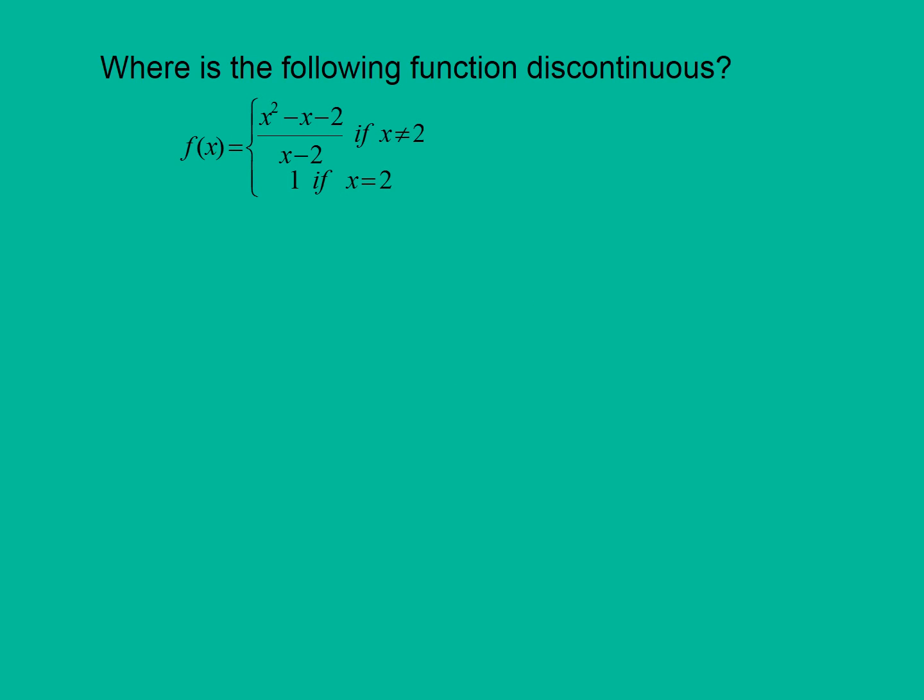Where is the following function discontinuous? We have another piecewise function. Now, if we were to simplify this function, x squared minus x minus 2 over x minus 2, the numerator could be factored, x minus 2, x plus 1, all over x minus 2, and we could reduce the x minus 2's.